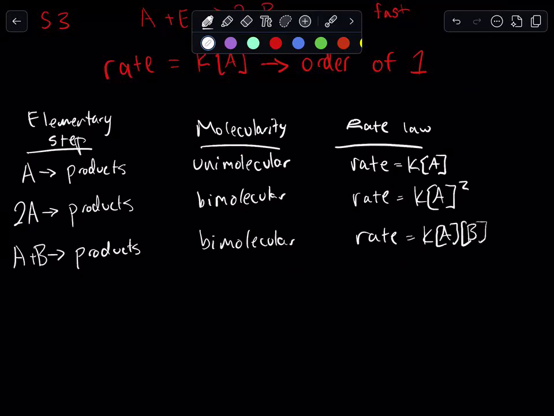Now, we also mentioned previously that it's very odd for our elementary steps to be termolecular, so we're just going to leave it here at these bimolecular elementary steps. Again, this is only when the first step is rate determining.